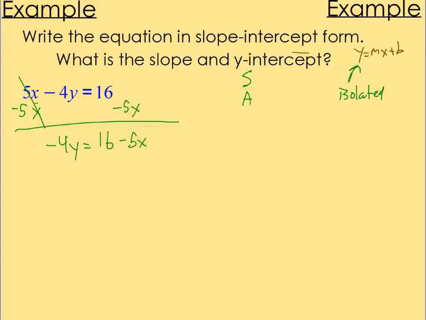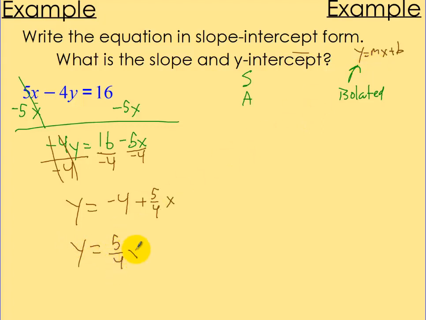My next step to get y by itself: it's negative 4 times y, so I divide by negative 4. I have to divide every term, not just the 16 and the 5. These cancel out. I'm left with y equals 16 divided by negative 4, which is negative 4, and negative divided by negative is positive 5/4 x. I'll rearrange to put the x term on the left, consistent with slope-intercept form. So y equals 5/4 x minus 4. That's the equation of the line.